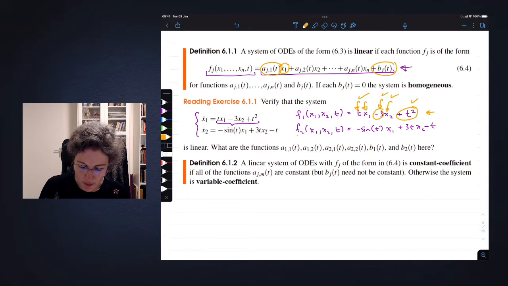Looking at our f2, again, we can check each term that has an x in it. The x just appears by itself, so that's fine. This is just a function of t, so that's okay. That's just a function of t, so that's okay. And here we've got a function of t all by itself. So in this case, these two would be non-homogeneous because we have, in each case, a term that is just dependent on t.